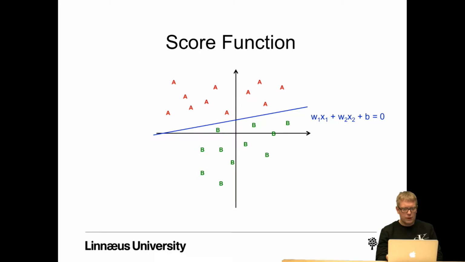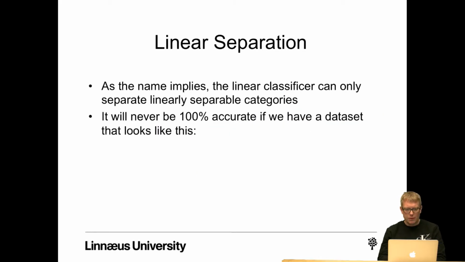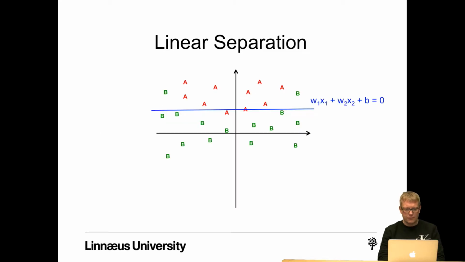So here we have two categories, the red A's and the green B's, and we see that we can find a straight line, a linear function that completely separates the two categories. And as the name implies, the linear classifier can only separate linearly separable categories. It will never be 100% accurate if we have a dataset that, for example, looks like this. There is no way we can place a straight line that completely separates the two categories.